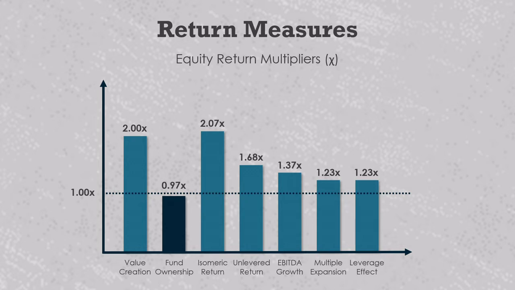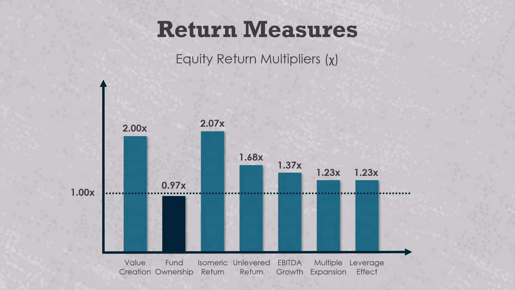Value drivers that are bigger than 1 work to drive the gross multiple higher, and value drivers that are less than 1 work to drive the gross multiple lower. For example, the fund ownership multiplier of 0.97x indicates dilution, and it explains why the GP's multiple slightly underperforms the entire shareholder group, who have a total equity return of 2.07x.